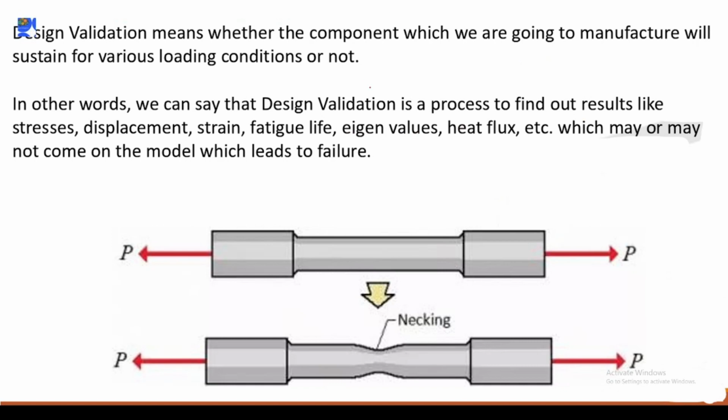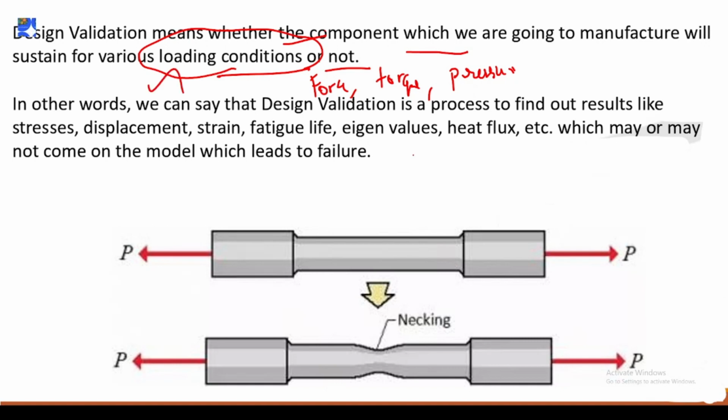So design validation means we have to check whether the component which we are going to manufacture will actually sustain the various loading conditions or not. The loading conditions could be a force or torque or pressure or whatever, based upon what type of analysis you are doing. In other words, we can say design validation is a process to find out the results like stresses, displacement, strain, fatigue life, eigenvalues, heat flux, depending upon what type of analysis you are doing, by which the model may or may not actually lead to failure. Okay, so this is the main motto of design validation.